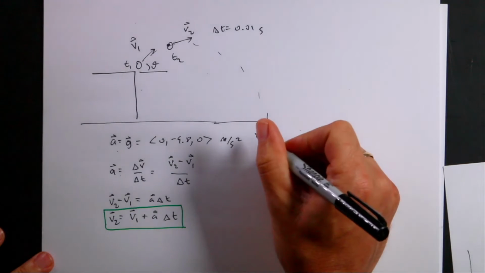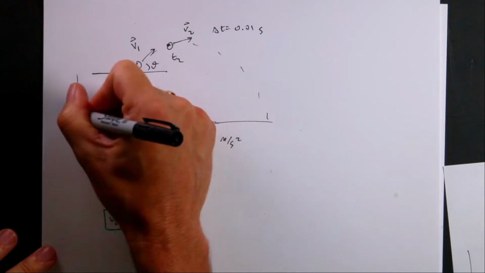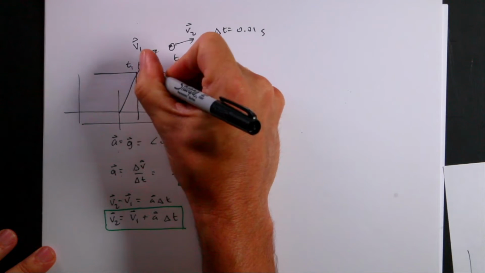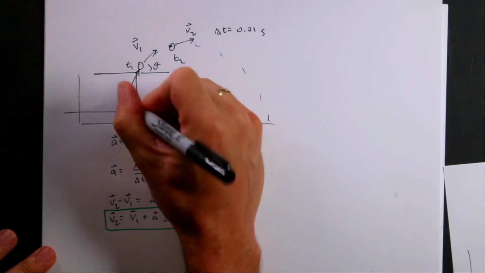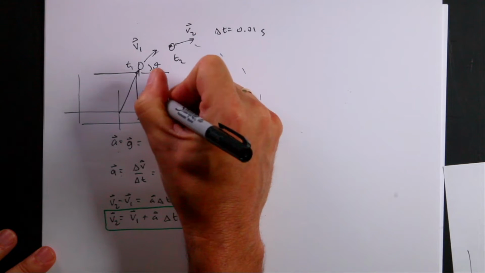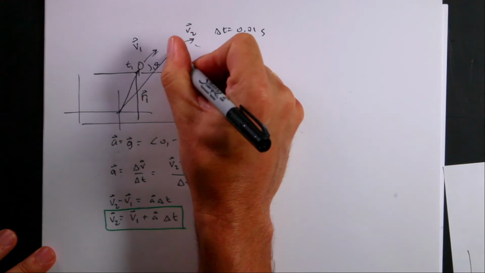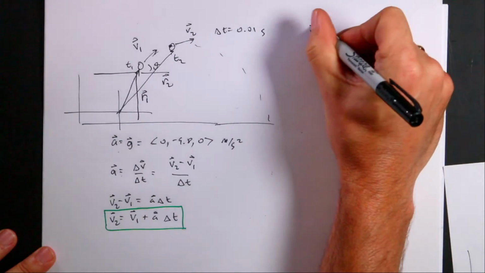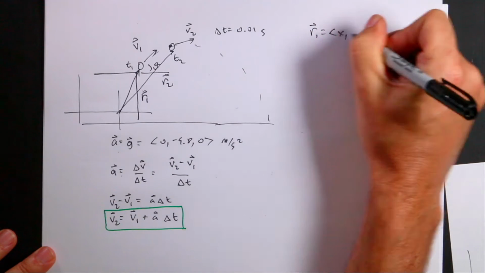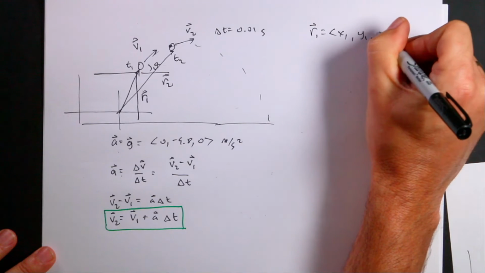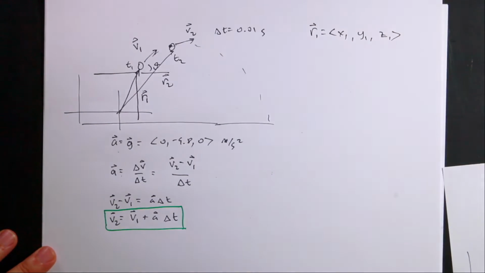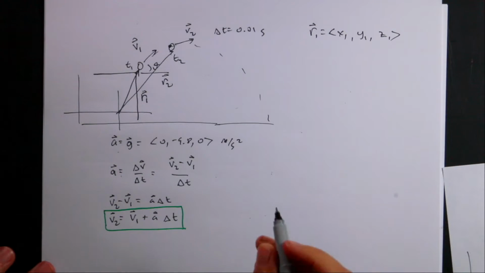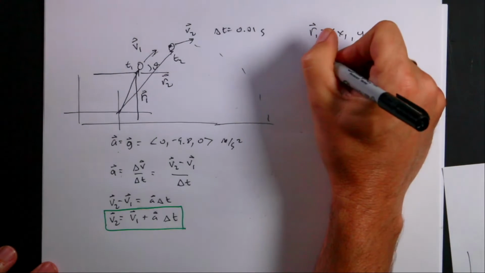Now I can do the same thing for position. So here's my origin. Actually, let me put the origin right here. So here's my initial location. I'm going to call that the vector r1. And then a little bit later, it's over here at vector r2, where again, r1 is going to be equal to x1, y1, z1. They're just numbers, right? It doesn't really matter. I have x and y and z components. I don't really care. And the same thing for r2.